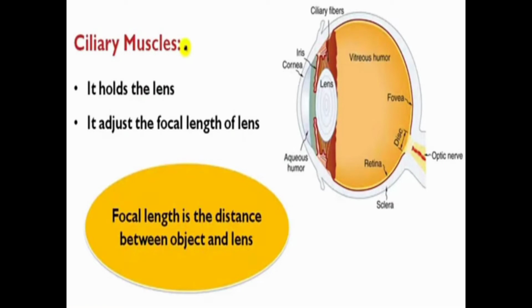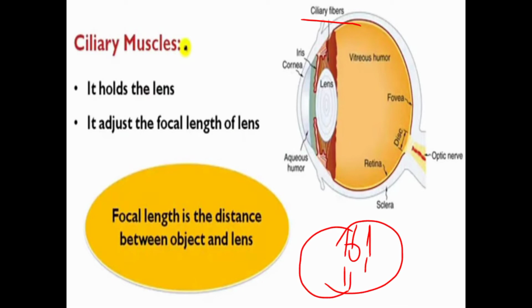Now comes the ciliary muscles. Ciliary muscles hold the lens, and they adjust the focal length of the lens. So as we can see in the diagram, these are the ciliary muscles. This is the cornea, this is the iris, and these are the ciliary muscles, and here is the lens which is kept. I'll just make it clear for you.